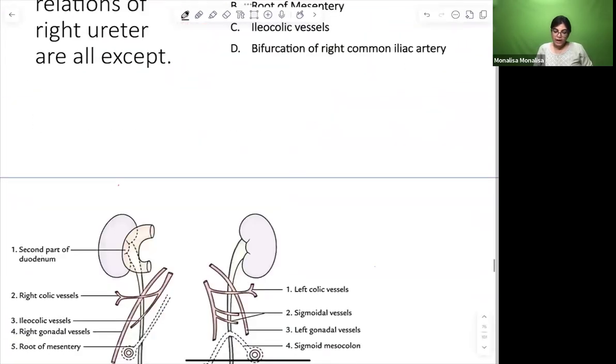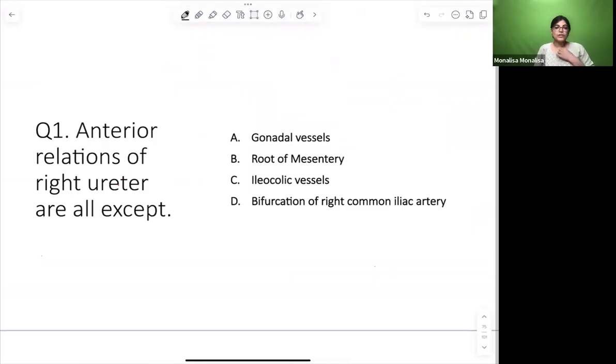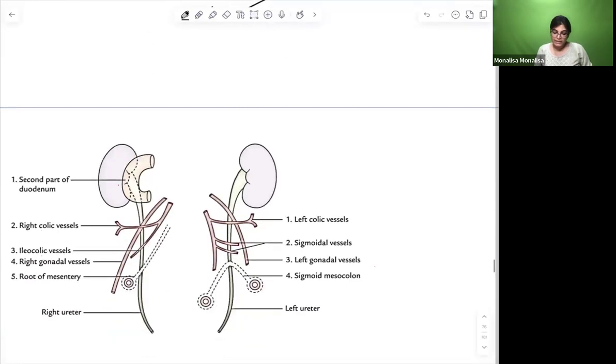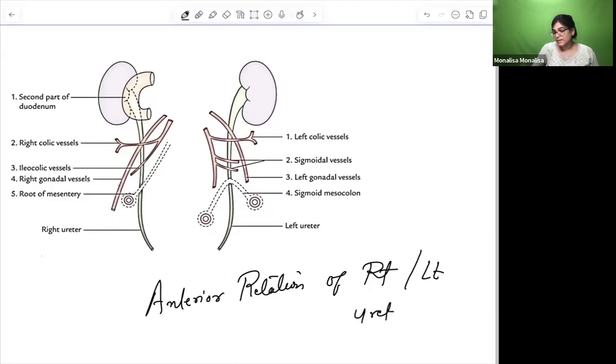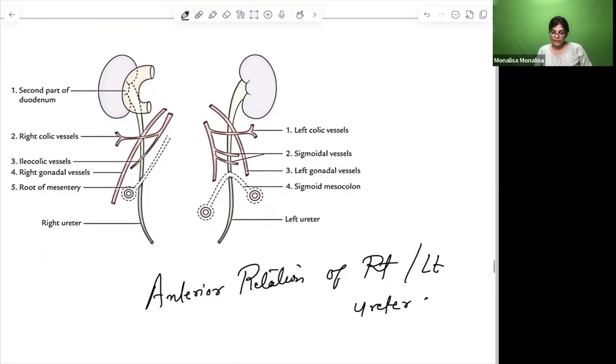So we are done with the branches. Now, the anterior relation of the right ureter. The ureter is posteriorly related to the common iliac artery bifurcation. This diagram shows the anterior relations of the right and left ureters. You can see that the gonadal vessels of both sides and the mesentery are related to the right ureter, and the sigmoid mesocolon to the left ureter. You have to go through the anterior relations of the right and left ureters.